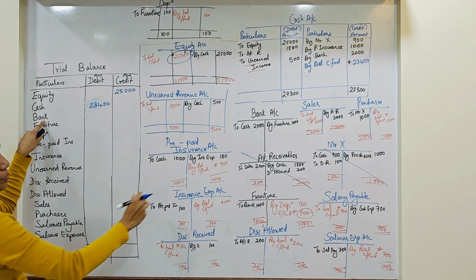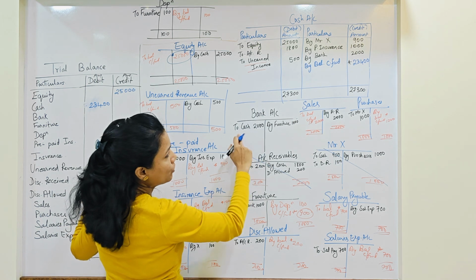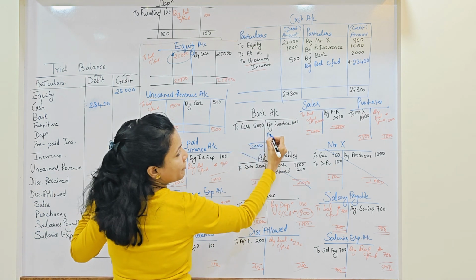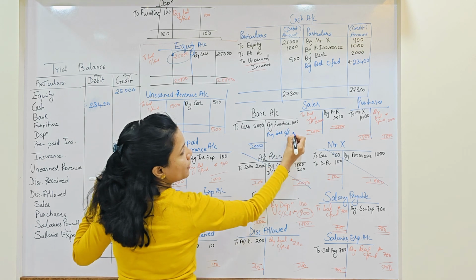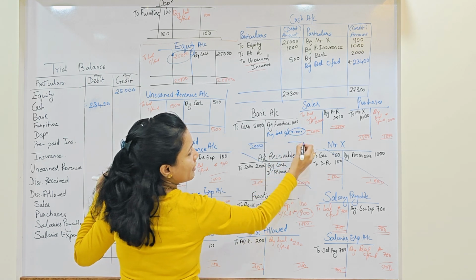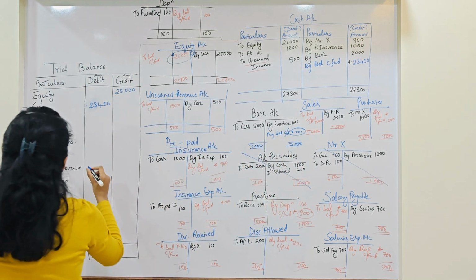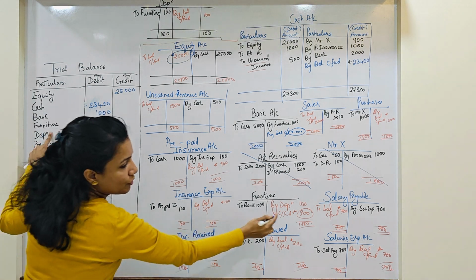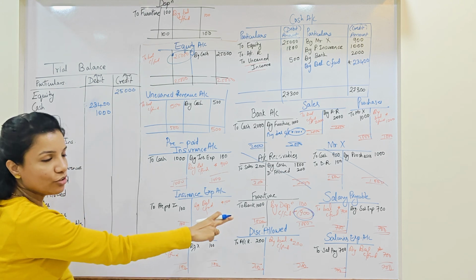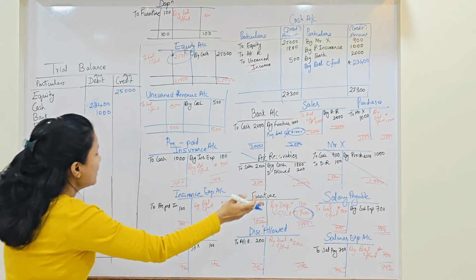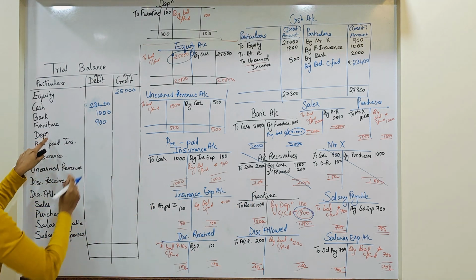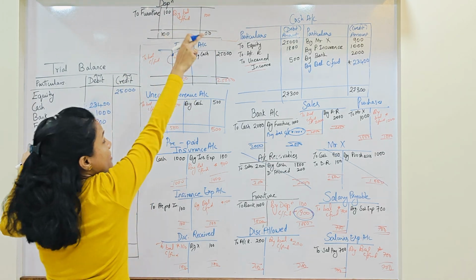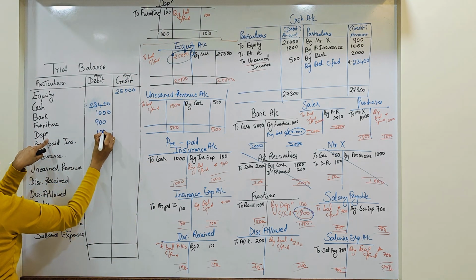Next, bank account. By cash 2000, by furniture. Which one is heavier? The debit side is heavier. So by balance carried forward 1000. So this is my balance. Bank account, debit balance 1000. Furniture account, balance carried forward is 900. Debit or credit? It is written on the credit side, but it is a debit balance. So 900. Depreciation account is written on the credit side, which means it is a debit balance. The debit side is heavier, 100 in the debit column.